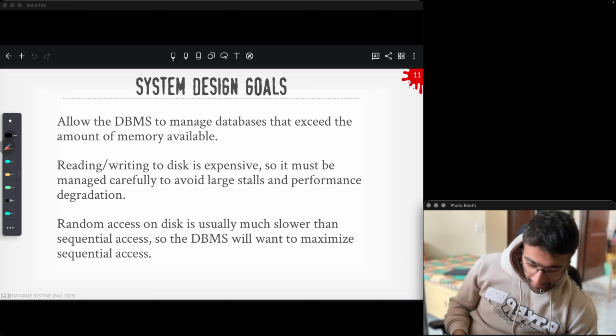Random access on disk is usually much slower than sequential access, so the DBMS will want to maximize sequential access. We talked about this. So this is what we are talking about. This is our disk.